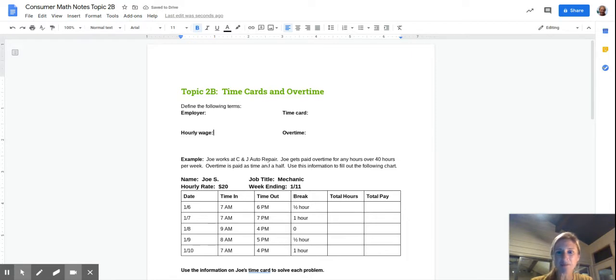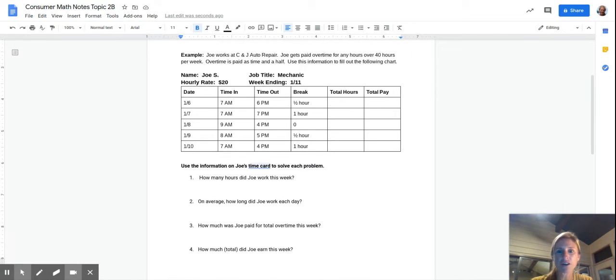So let's go through this example. We've got this guy, Joe. He works at C&J Auto Repair. Joe gets paid overtime for any hours over 40 hours per week. Overtime is paid as time and a half. Use the information to fill out the following chart. So we've got Joe. He's a mechanic. He gets paid $20 an hour.